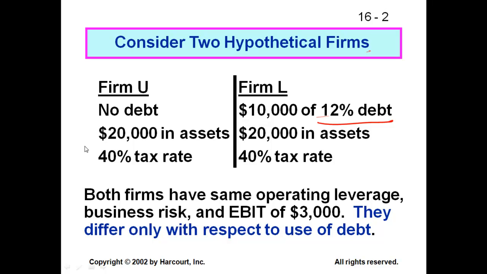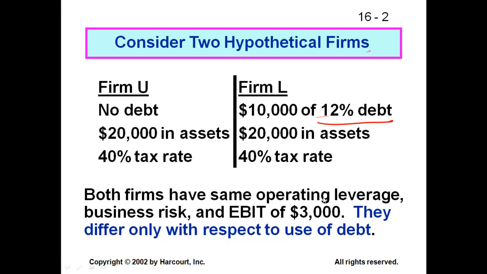We are going to look at the impact of capital structure. What's the capital structure of firm U? 100% equity, exactly. What is the capital structure for L? Yeah, 50% debt, 50% equity. Anyway, this is 20,000 in assets. So 10,000 is debt, so equity is also 10,000. So 50% debt, 50% equity.